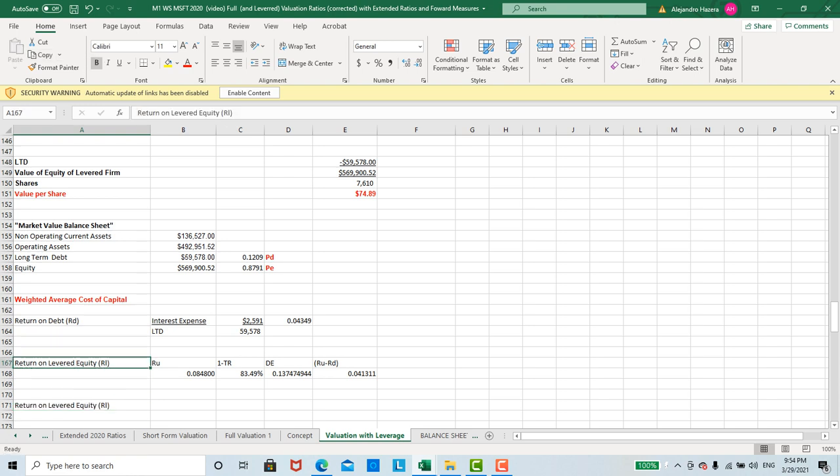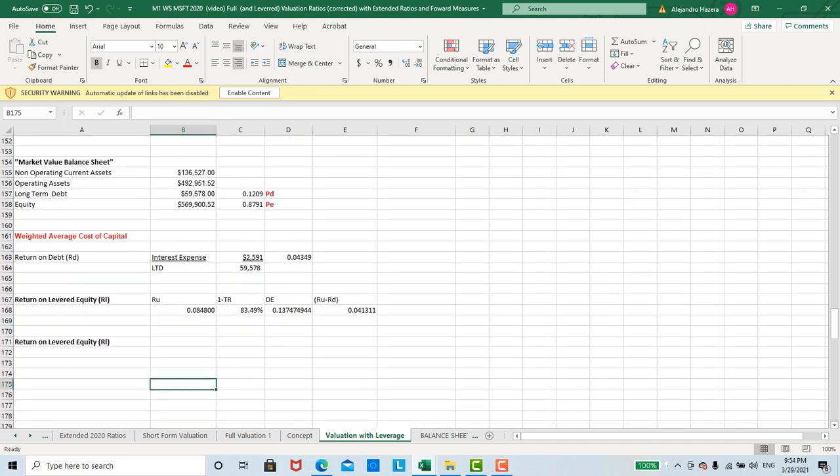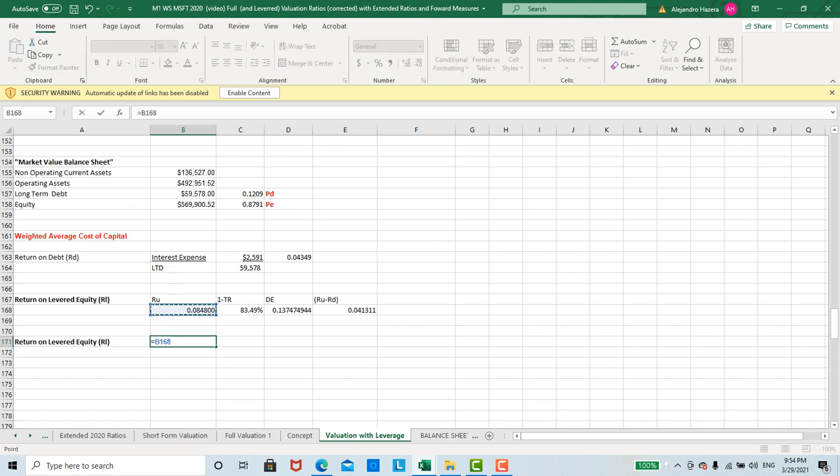And it's going to be, I'm not going to write the equation down because I'll upload the sheet with the assignment. It's going to be the return on unlevered equity plus the product of marginal tax rate times the debt to equity ratio times this return premium you have here. Okay, so that should give you 8 and close to 9%.